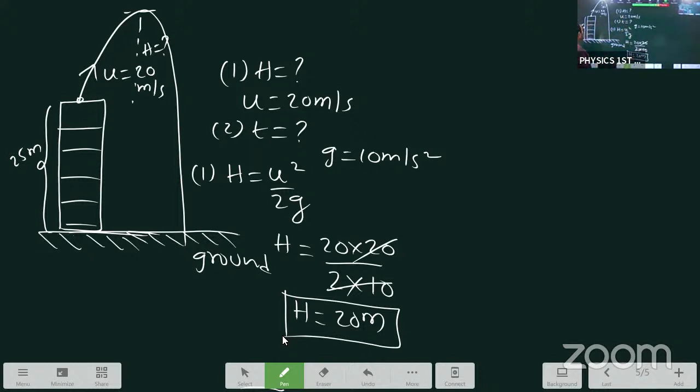Second one: what is the time taken by the ball to reach the ground? Now see, H equals half GT square minus UT. This is the formula for height when a body is thrown from a certain height, from a cliff, from a building. How we are getting it, just an explanation, you listen. How we write the H formula: S equals UT plus half AT square. This is the equation of motion, students.